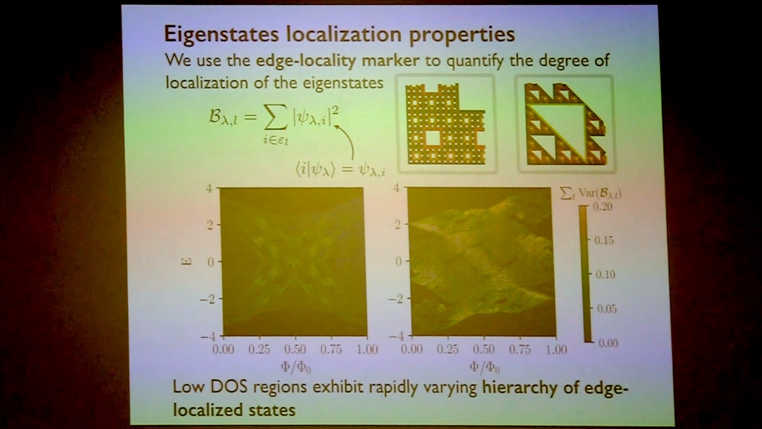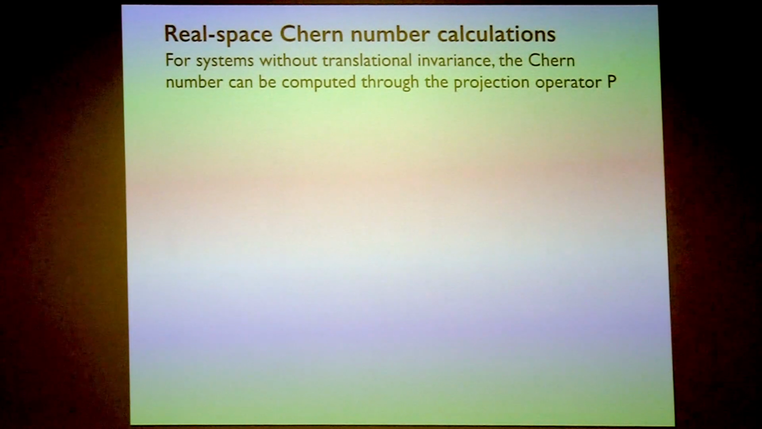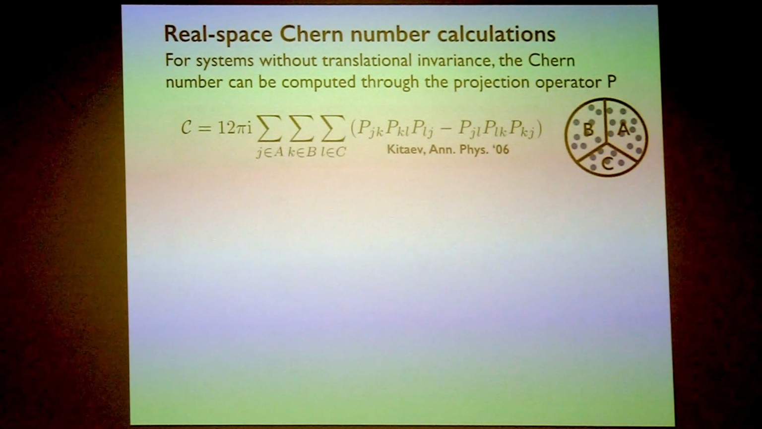So that was a really interesting feature, but we also would like to finally say something about topology. As I said, we don't have access to reciprocal space, so we have to think about other ways to compute some topological invariant. Actually, what we can do is take a look at Kitaev's paper, check the appendix, and find this very nice formula, which is based on the projector operator on the occupied space.